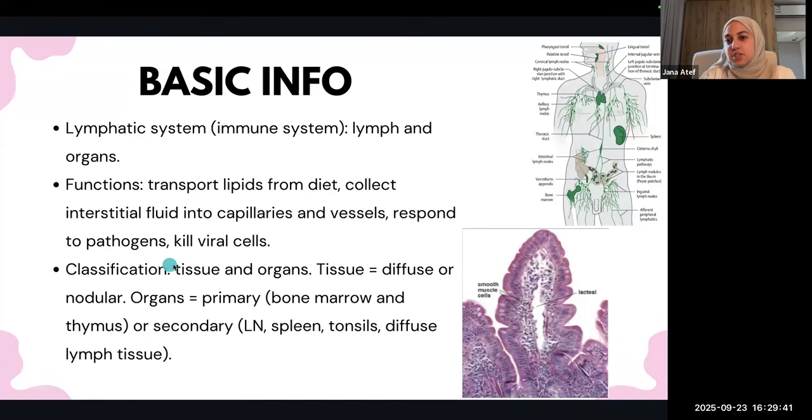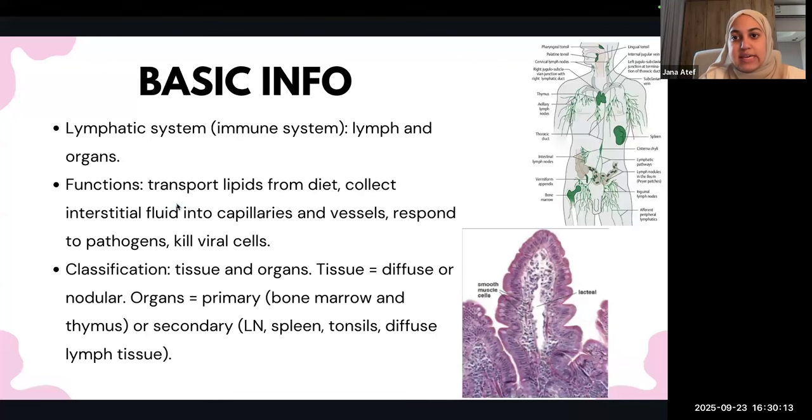Now what's the function of the lymphatic system? We said it's immunity. What is immunity? Immunity means fighting pathogens. So it responds to pathogens, whether by phagocytosis or whatever it is, and it kills viral cells. This is another important aspect of the lymphatic system. Sometimes cells that are infected with viruses don't die. Your body sometimes has no way of identifying them except by the immune system. It's going to go to these cells and destroy them.